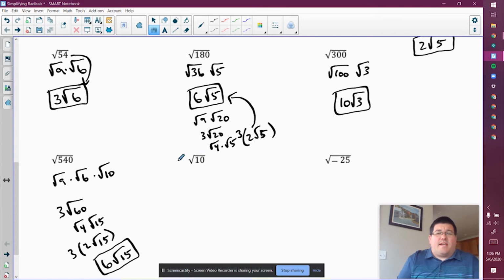What about the square root of 10? Does 10 possess any perfect square factors? Well, the answer, of course, is no, right? 10 is just 1, 2, 5, and 10, and none of those on their own. I mean, 1, yes, but 1's not terribly useful to us in pulling out. So the square root of 10 is as simple as it gets, okay? Already fully simplified.